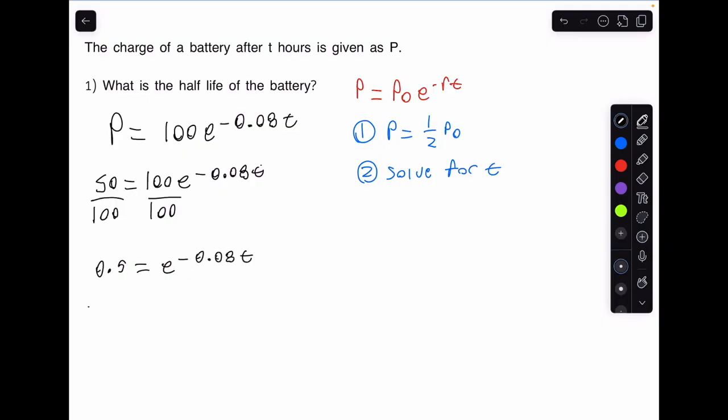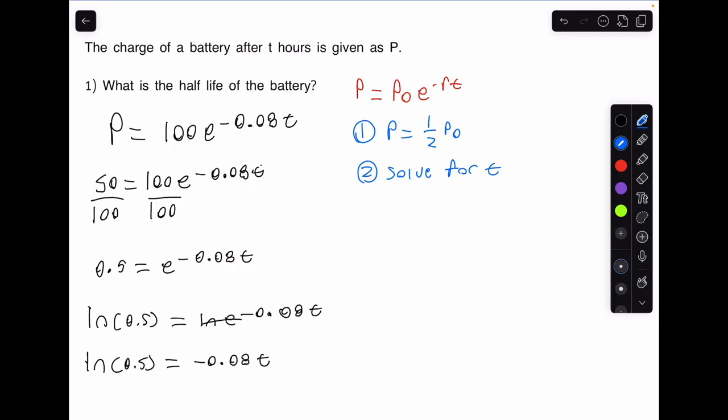Now we can take the ln of both sides and get rid of this e term and bring that negative 0.08t term down from the exponent. So ln of 0.5 on the left is equal to ln e to the negative 0.08t on the right. Ln of 0.5 stays the same on the left side here, and then this cancels, and we bring down this negative 0.08t.